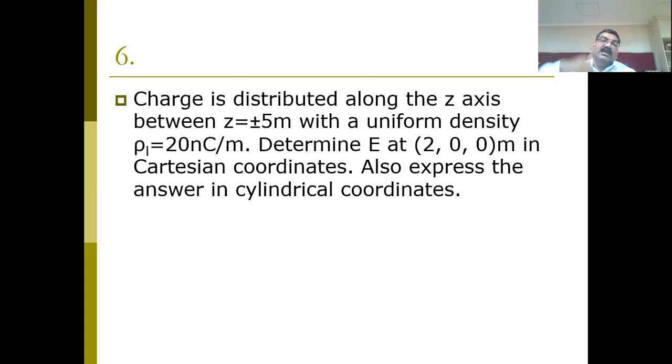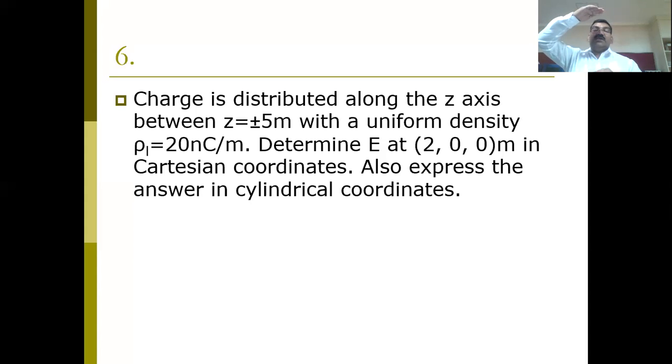Now this is not an infinitely long line charge. Whatever the formula of the line charge, the electric field intensity E equals rho L upon 2 pi epsilon 0 r ar. This formula is for an infinite line charge from minus infinity to plus infinity. If your line charge is this way, then this formula is applicable. But here, what is the difference? Your line charge is not infinite. It is from minus 5 to plus 5 meter along the z-axis. So it has limits minus 5 to plus 5. So it is only a 10 meter long line charge.